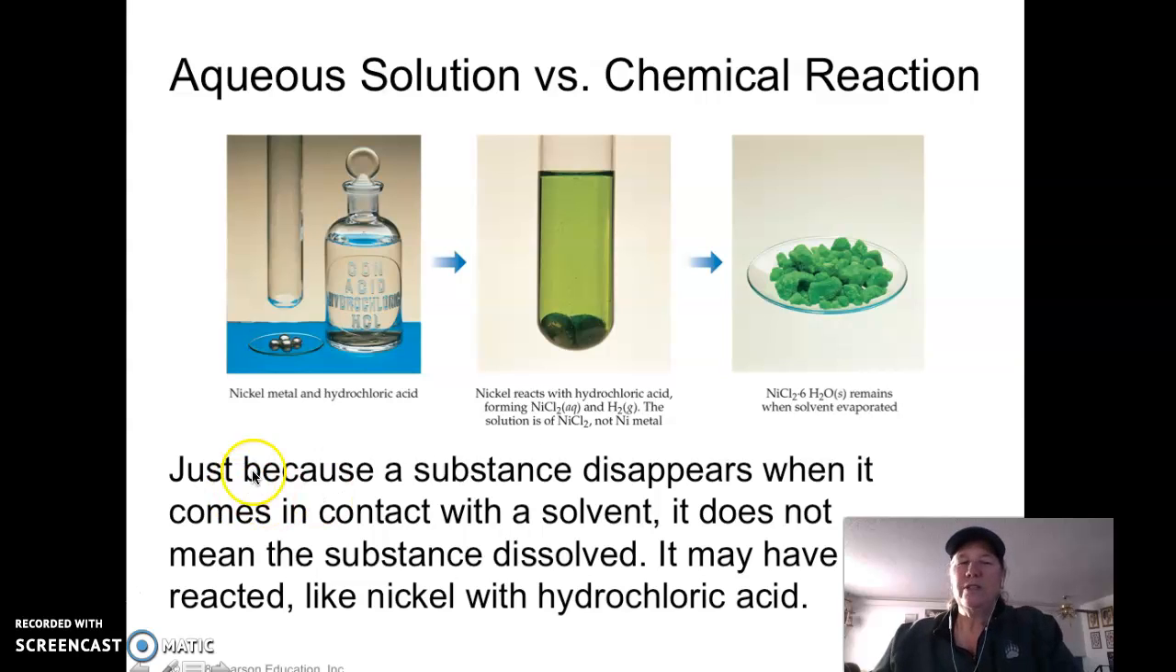So if it looks like it's dissolved, but there was no bubbling or fizzing, because remember that tells you there's a chemical reaction. What were the other ones? Heat or light given off. There might be a slight change in temp, but not like when we did other reactions. Or a precipitate is formed. If none of those happen, then you know it's just a physical change. You're just creating a mixture, okay?